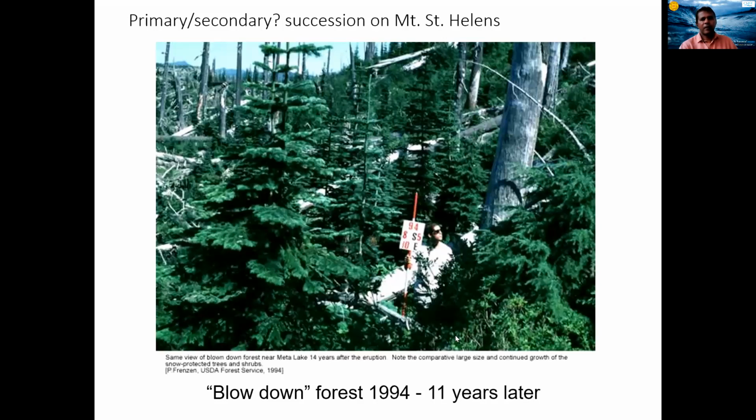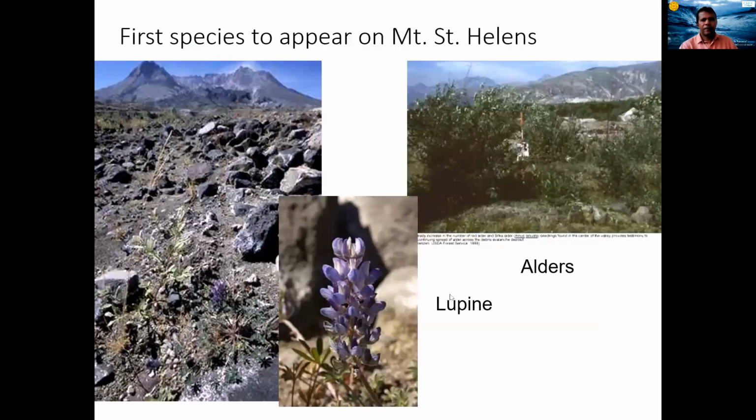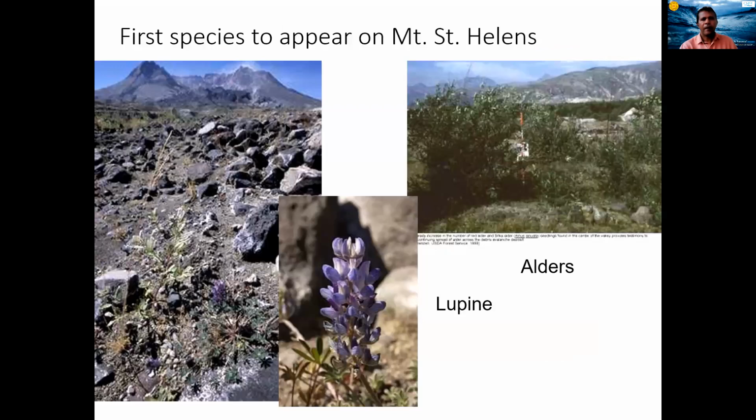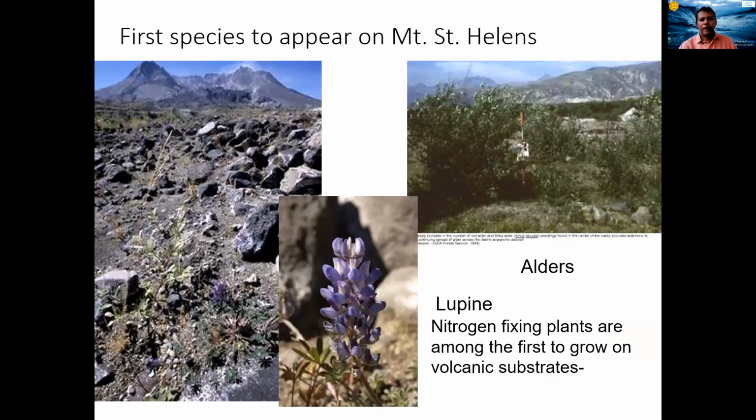This is how it looked after 11 years, right? Luckily, they have this data to show, right? But there are not many examples like this. This is the plant called lupin, which can produce nitrogen. They appear first, right? A nitrogen fixing plant, right?